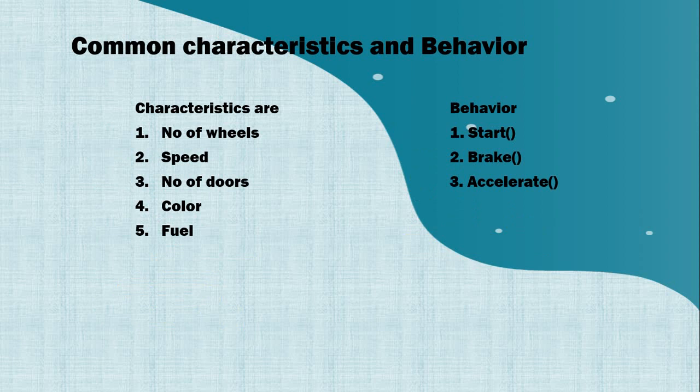So we can say that inheritance is the process of defining a new class, called the derived class, from the base class, nothing but the parent class. Here the derived class can have all the members, characteristics, and behavior from the base class. Apart from those, it can also have its own characteristics and behavior. So this is about inheritance.